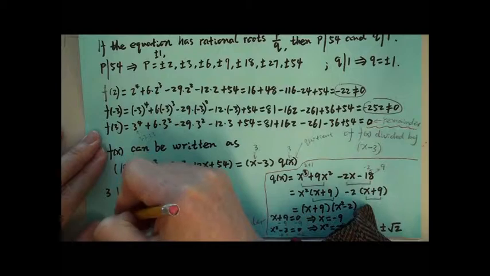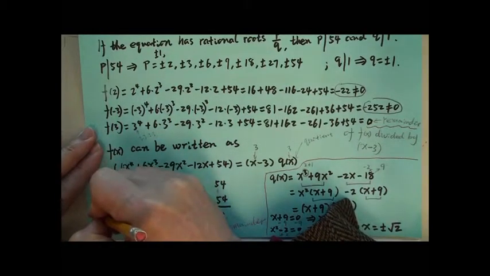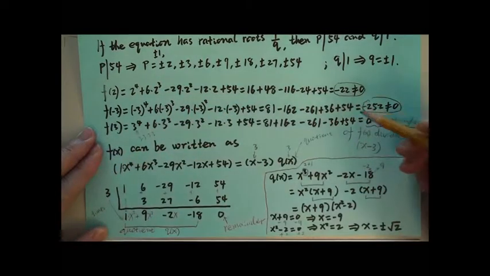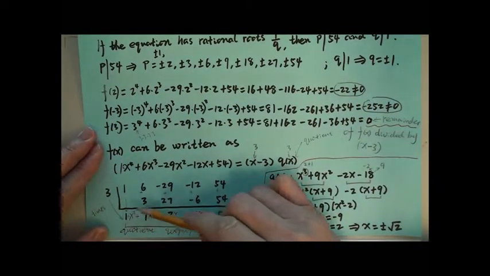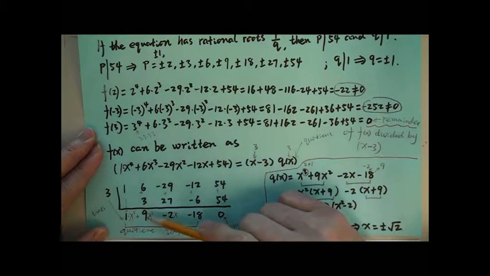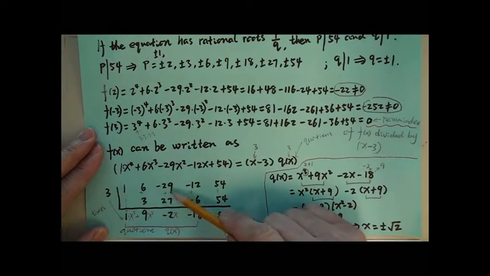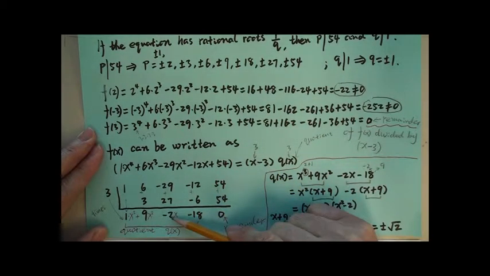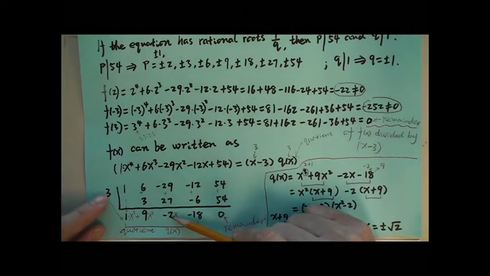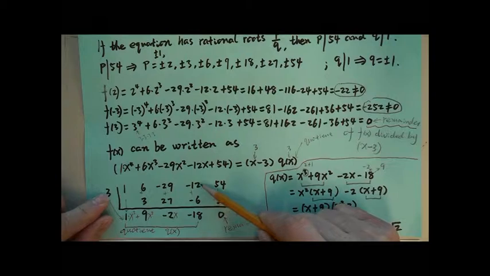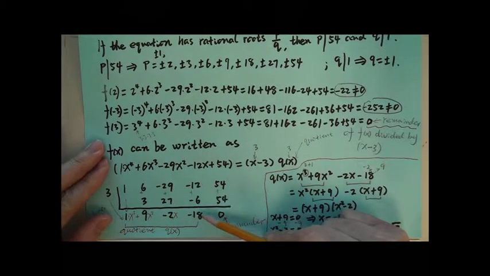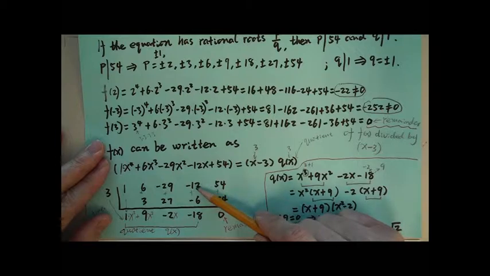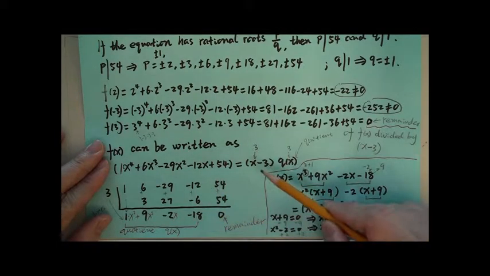Here you always do times. 3 times 1, put here. Add, always 9. 3 times 9, 27. Always put the answer here. Always add: negative 29, positive 27, negative 2. And then negative 2 times 3, always times. Put negative 6 here. Always add: negative 12 plus negative 6 is negative 18.